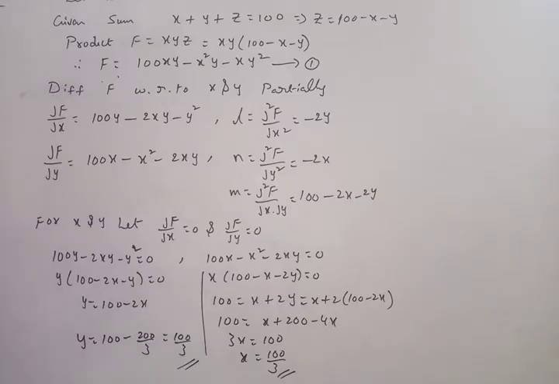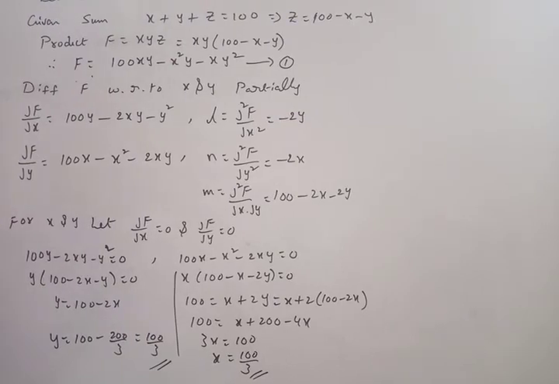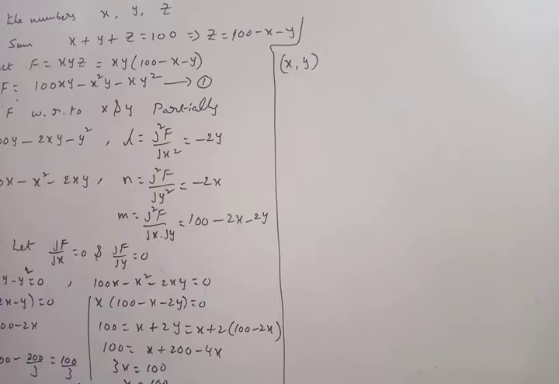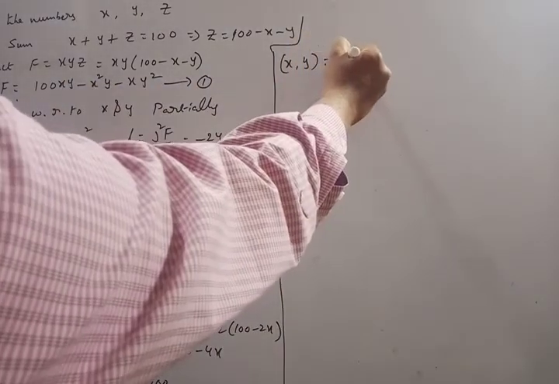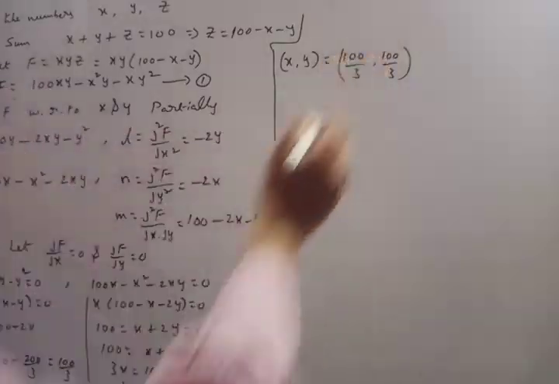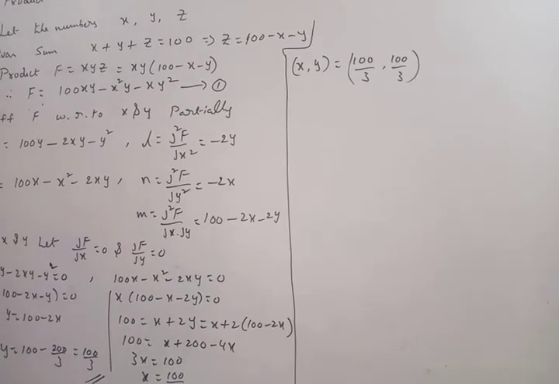So now what do we have to find? We have to find the value of ln minus m square at x comma y, correct? So x comma y is equal to how much? 100 by 3 comma 100 by 3. This is the point I got. Now what we have to find is ln minus m square.